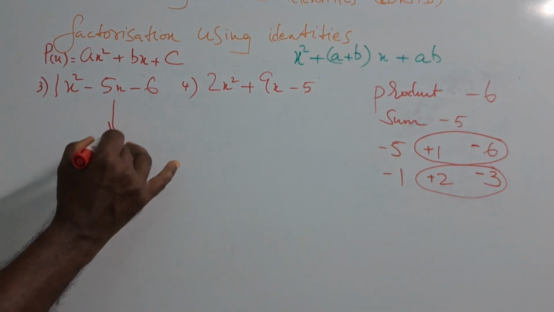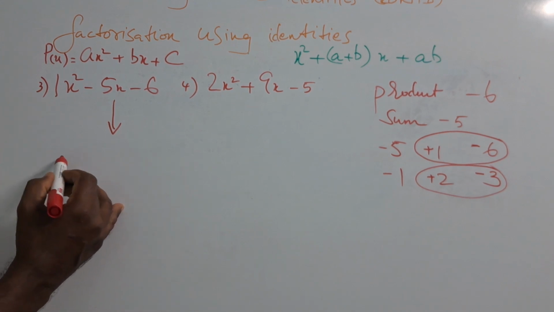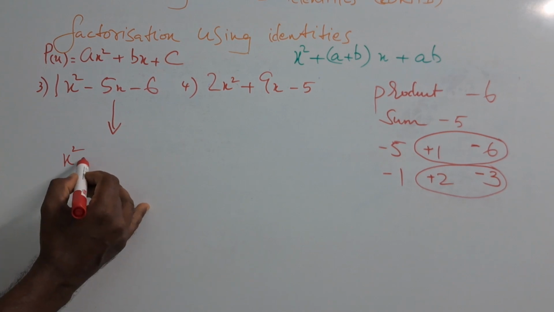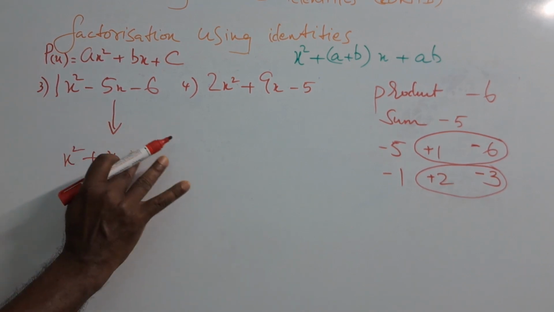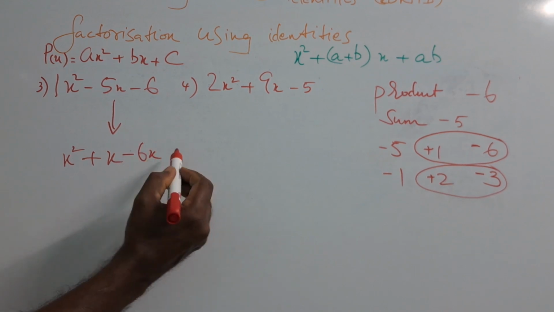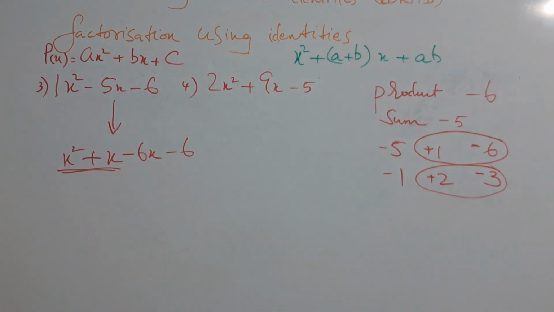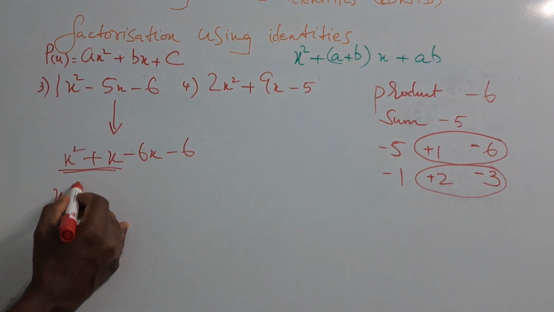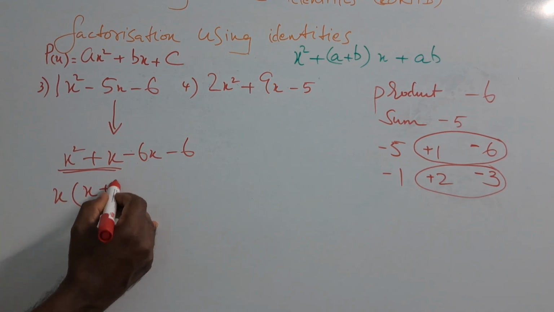And we split the midterm as x square plus 1x or x minus 6x minus 6. Picking the common factor x from these two terms, the remaining is x plus 1.